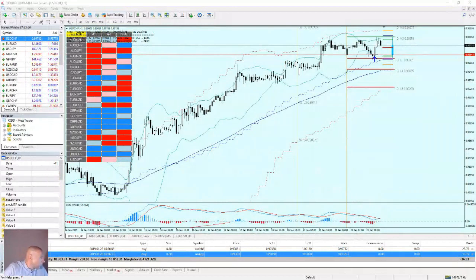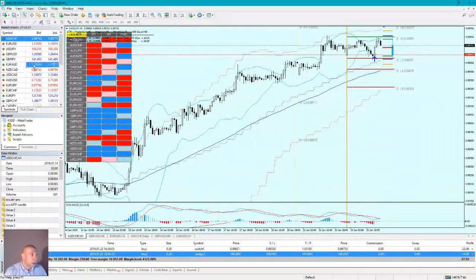Okay, guys, if you have any questions, please do not hesitate to ask me. I'm also monitoring my dashboard for more possible trades. Here you see Euro New Zealand is also interesting. Let's see here, guys, also a potential trade on Euro New Zealand.